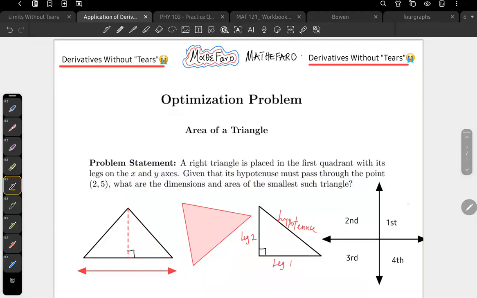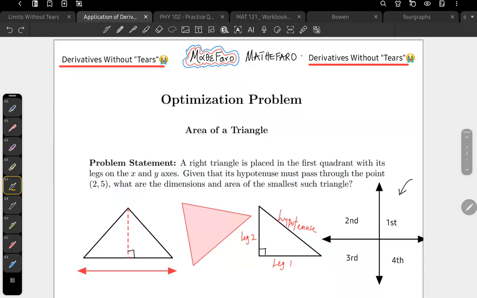So let's read the question and understand what it's asking for. The question says a right triangle is placed in the first quadrant. So I have provided a picture of the Cartesian plane here so that we understand where the triangle is. This is the first quadrant of the Cartesian plane. So it means that we have a right angle triangle right in this quadrant. The question says its legs are on the x and y axis.